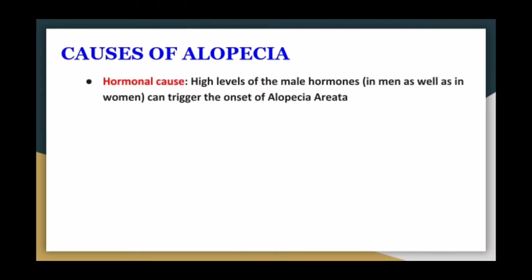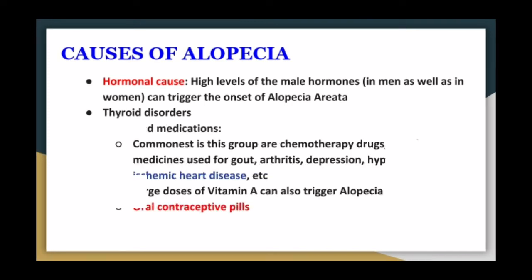Now we'll discuss different causes of alopecia in detail. First, hormonal cause. As I already said, high levels of male hormones in men as well as in women can trigger the onset of alopecia areata. If testosterone levels are high in male or women, then it causes alopecia. Thyroid disorders, hyperthyroidism or hypothyroidism, also cause alopecia.